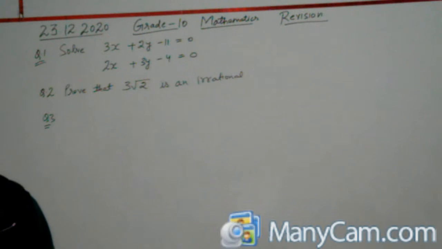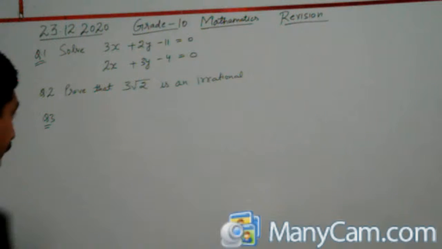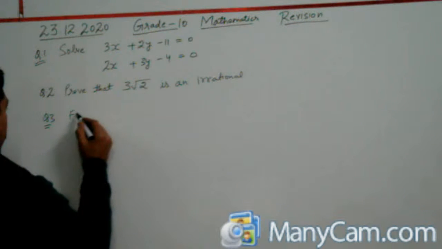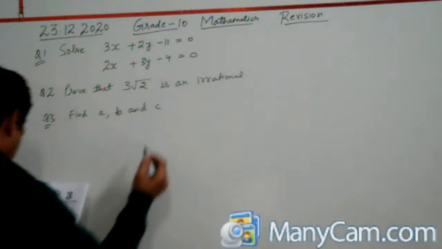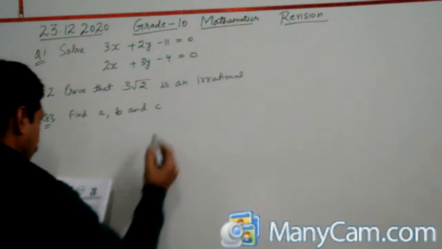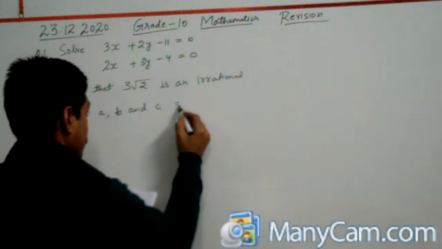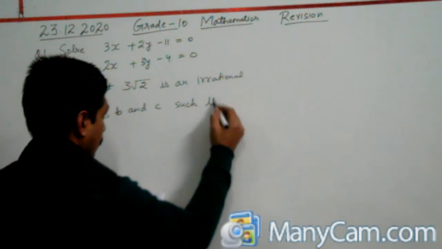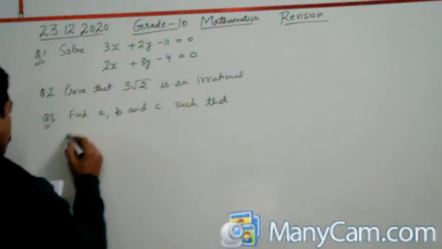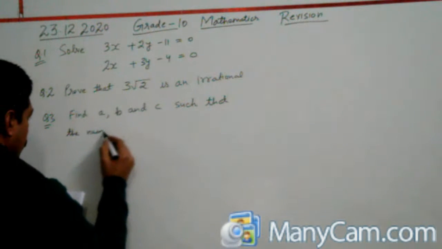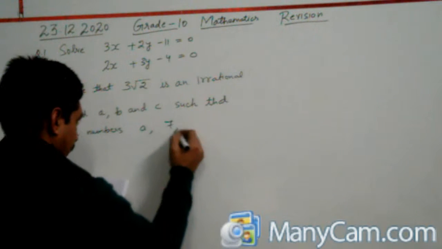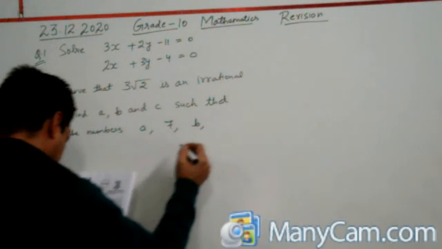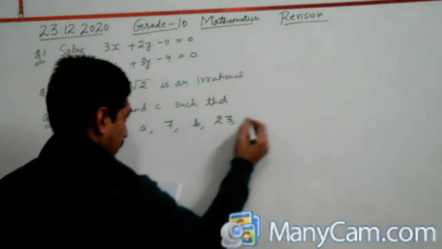Next question. Find A, B and C such that the numbers A, 7, B, 23, C are in AP.